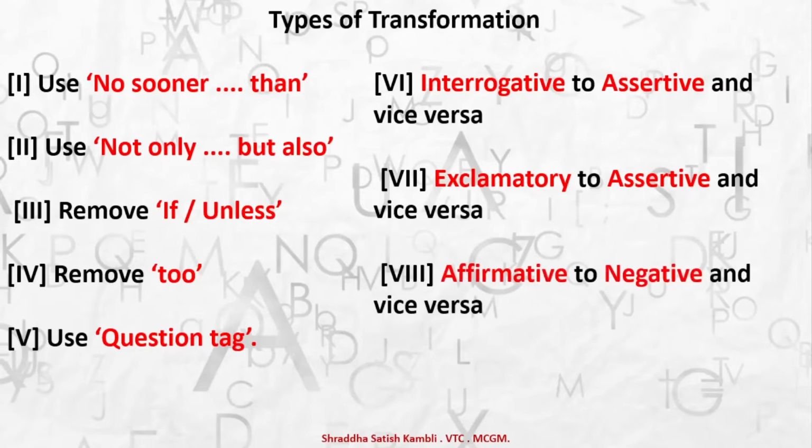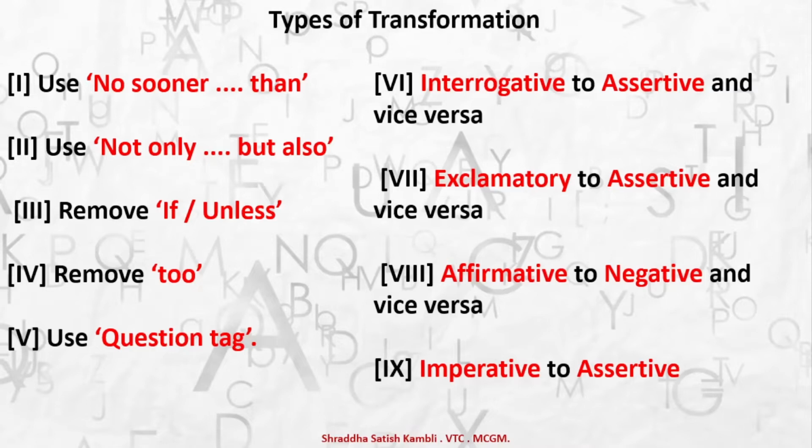Affirmative to negative, where there is a positive statement, you make it negative, then that is transformation. Or an imperative sentence, you make it assertive. Imperative means which is an order, a command. If you change it to assertive, an assertive sentence is a statement, then that is also called transformation. So these are the different types of transformation that could actually be done.